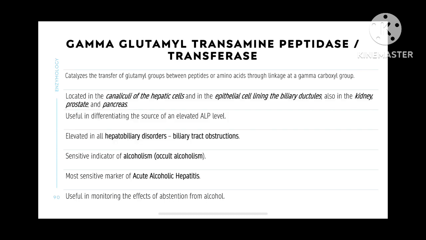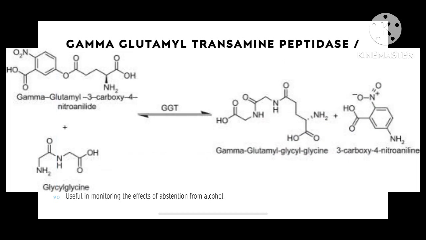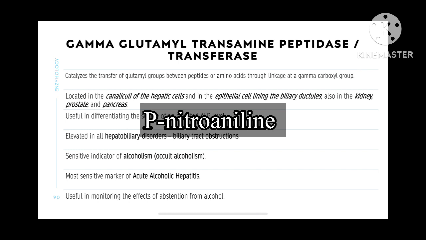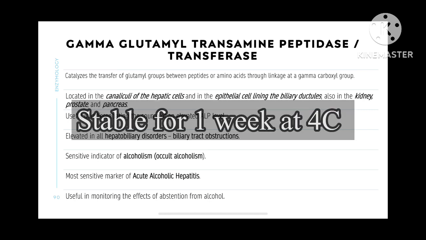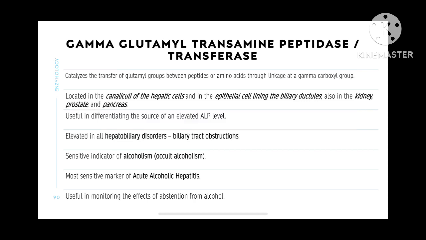The gamma-glutamyl residue is transferred to a glycyl glycine, releasing para-nitroaniline, which is a chromogenic product with a strong absorbance at 405 to 420 nanometers. Gamma-glutamyl transferase activity is stable with no loss of activity for 1 week at 4 degrees Celsius. Hemolysis also does not interfere with GGT levels because the enzyme is lacking in erythrocytes. This means it is not found inside red blood cells.